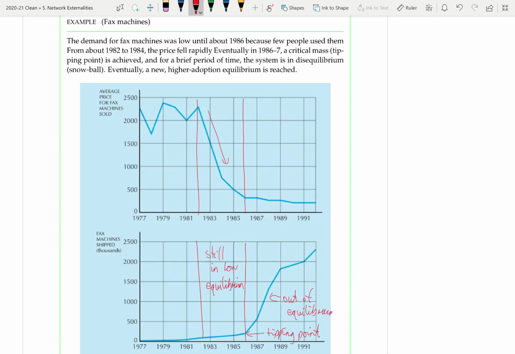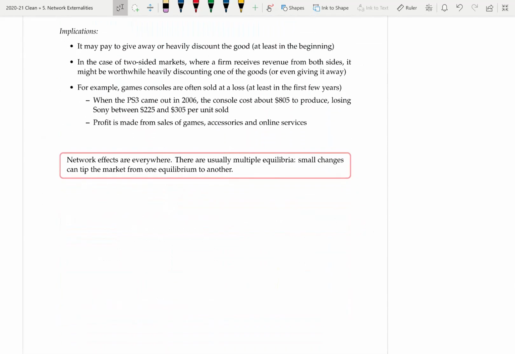So what happened in this fax machine market fits well with our model. We are in the low equilibrium until the cost and therefore the price falls to a low enough level that it becomes quite likely for the market to tip over that dividing line and move into that area where there's disequilibrium and the quantity is rising rapidly towards the high demand equilibrium. So what are some implications of this model? Well, one is that it may pay to give away or heavily discount the good, at least in the beginning, in order to get past that tipping point.